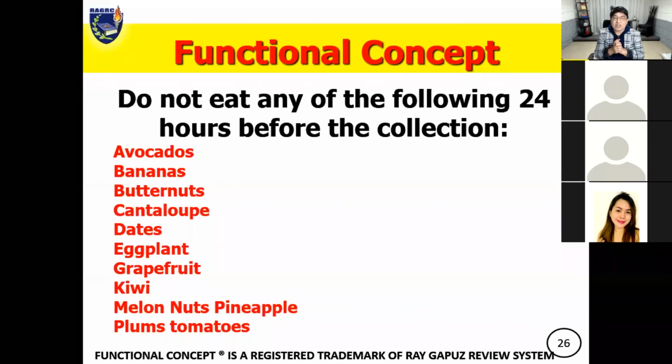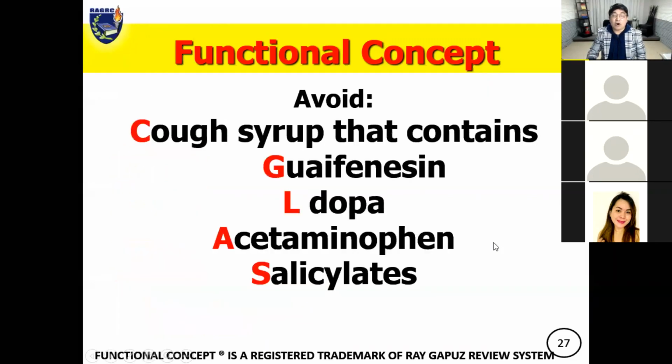Yes, we need to instruct the client to avoid some fruits like avocados, banana, including some vegetables like butternuts, cantaloupe, dates, eggplant, grapefruit, kiwi, melon nuts, pineapple, plums, and tomatoes. Why is that so? They have the potential to alter the results of the test. And we also ask the patient to avoid cough syrup that contains guaifenesin, L-dopa, acetaminophen, and salicylates. Once again, why? They alter the results of the test.